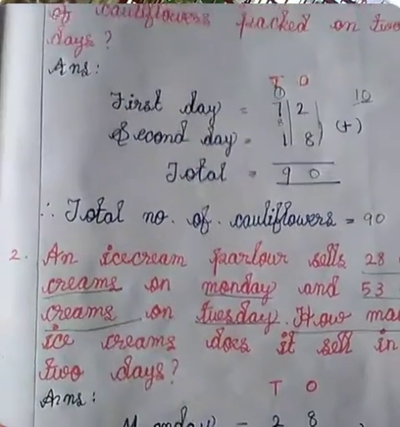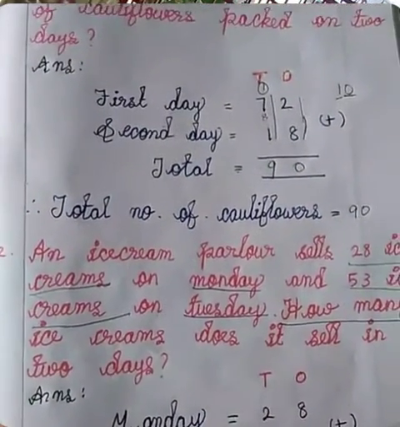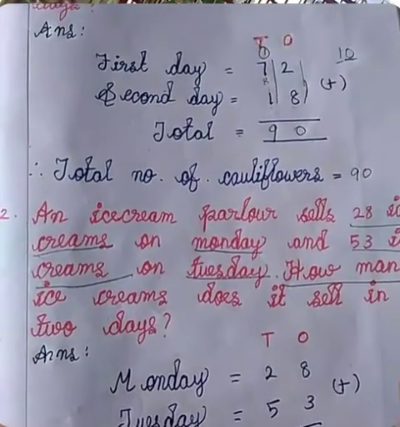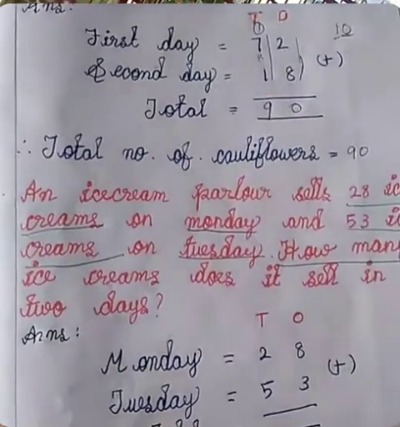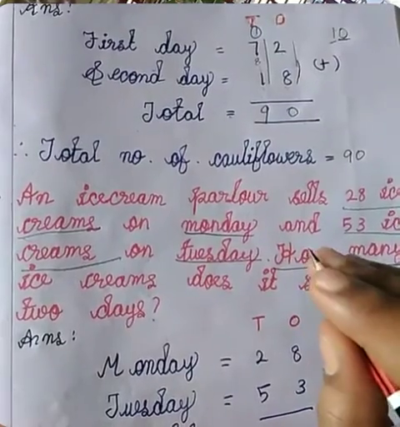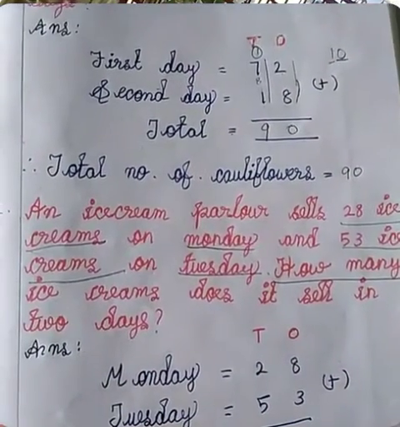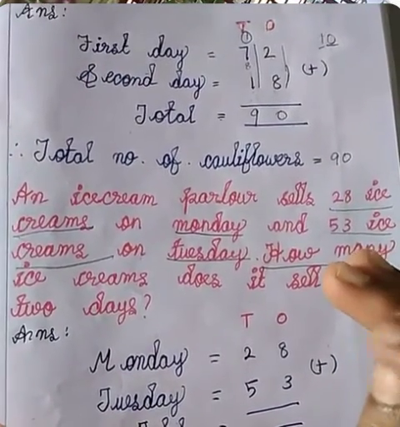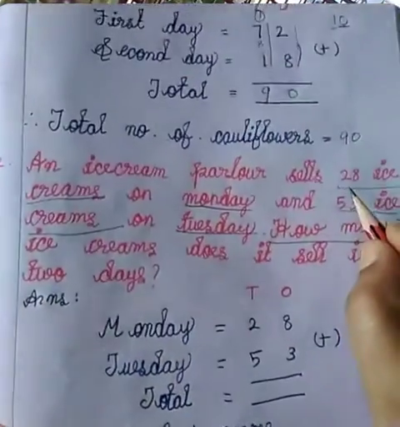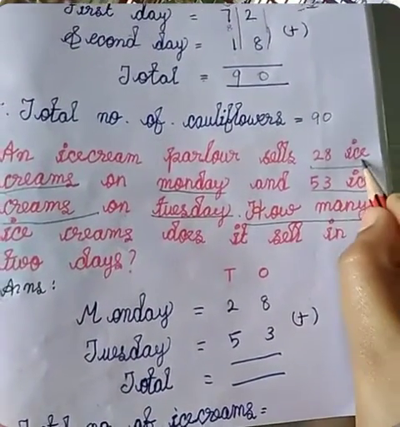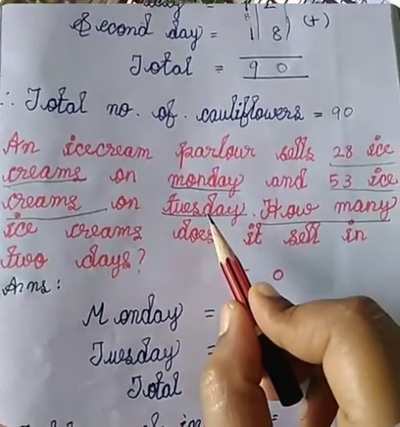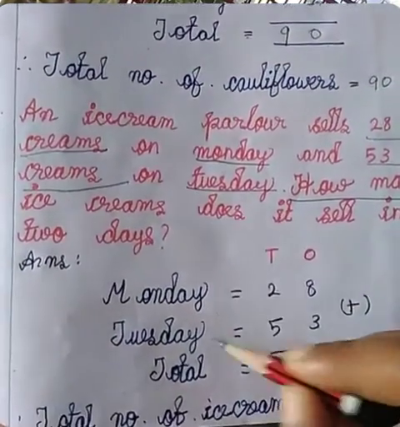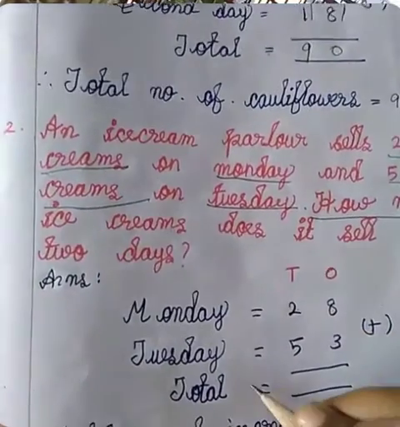I already told you that how many and total are the clue words for an addition story sum. If the question contains how many total, there is no doubt that it is an addition story sum. You have to do the addition with the given numbers and words. Story sums means in the question some points are given. You have to write the answer according to the given words. See the answer. Monday: how many ice creams did he sell? 28 ice creams, so we write 28. And Tuesday, how many? 53. So write 28 and 53. We are going to add these two numbers and get a total.